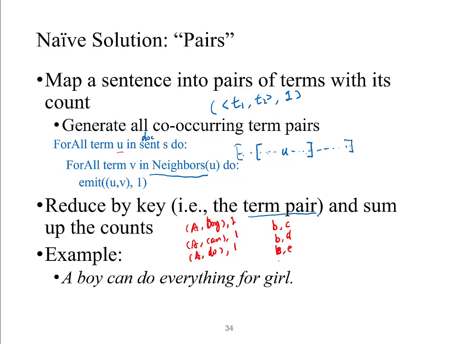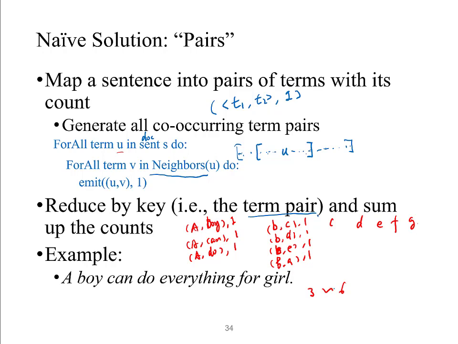So you would have BC, BD, BE, and BA as well. So they will all be, the count will all be 1. And you will definitely have C, D, E, F, G. For each of them, you would have at least 3, at most 6. You would have 3 to 6 pairs, where the key is the pairs of terms, and the value is 1.